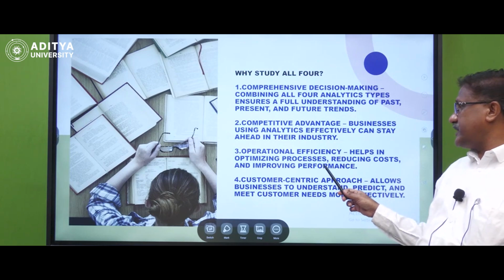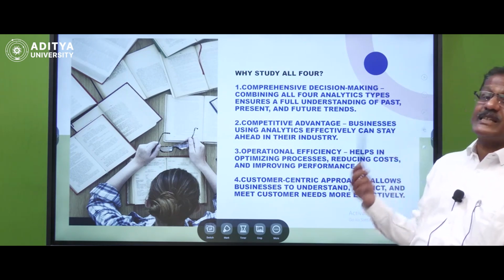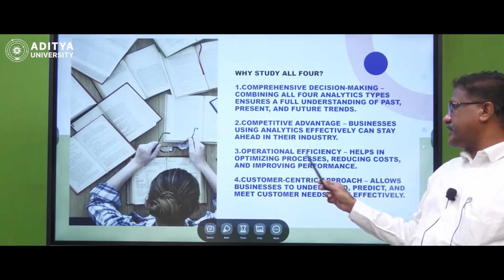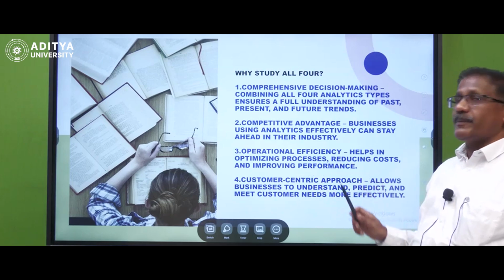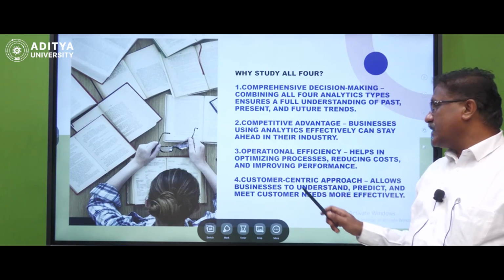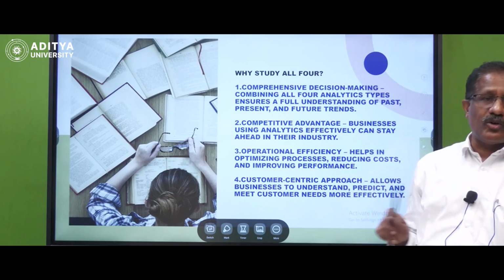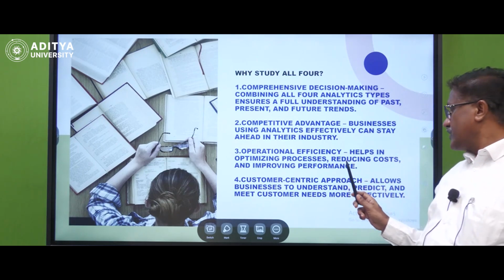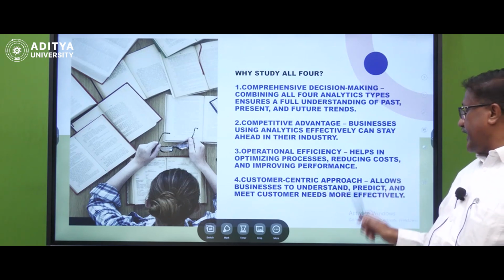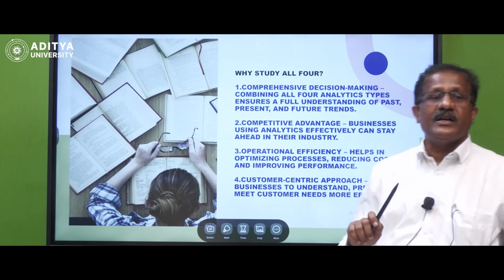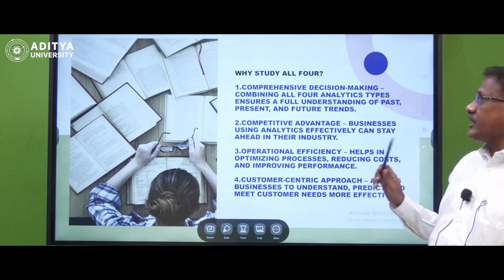Operational efficiency, as I already told you, means maximizing the profit by optimizing processes, reducing the cost of production and improving the performance. The last one, customer centric approach. Yes, without customers, there is no business. So it allows the business to understand, predict and meet the customer requirements and needs with a high level of efficiency.